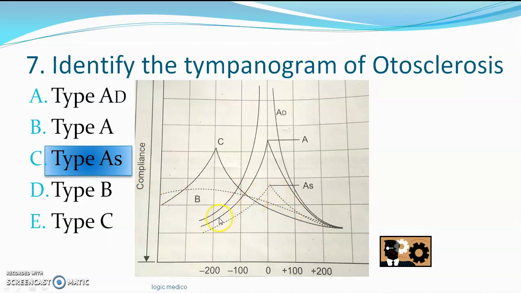You can make out that type A is normal. In otosclerosis the graph is diminished, which signifies that there is a hearing loss, a conductive hearing loss. So this type AS is classical of otosclerosis because of the diminishing in the conduction.